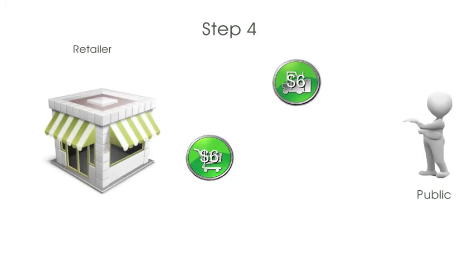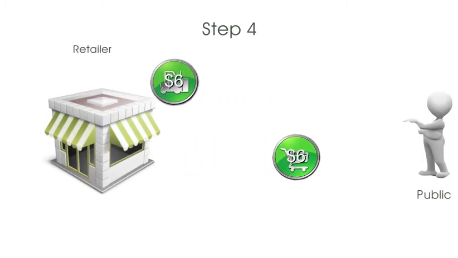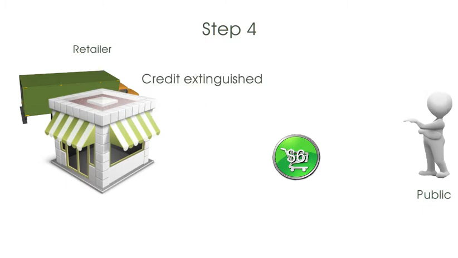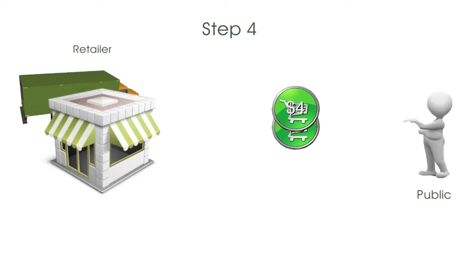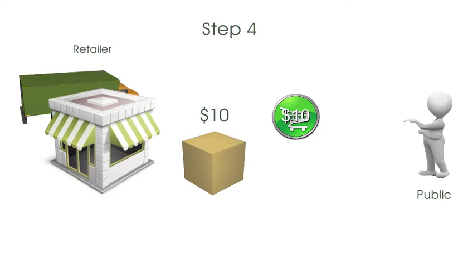The retailer obtains $6 of the wholesaler's credits with $6 of its own retailer credits and pays for the goods. Therefore, $6 of the wholesaler's producer credits have now been extinguished. The retailer pays another $4 in retailer credits for wages, operating expenses, and dividends. There are now $10 in retailer credits in the hands of the public at large, and $10 worth of goods available from the retailer. All debts, wages, and profits have been accounted for and paid.